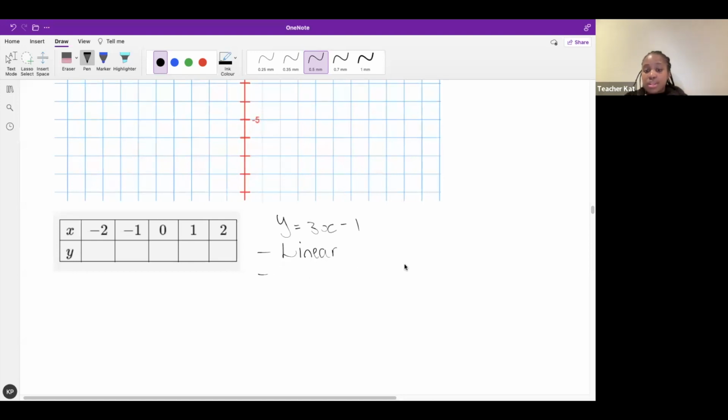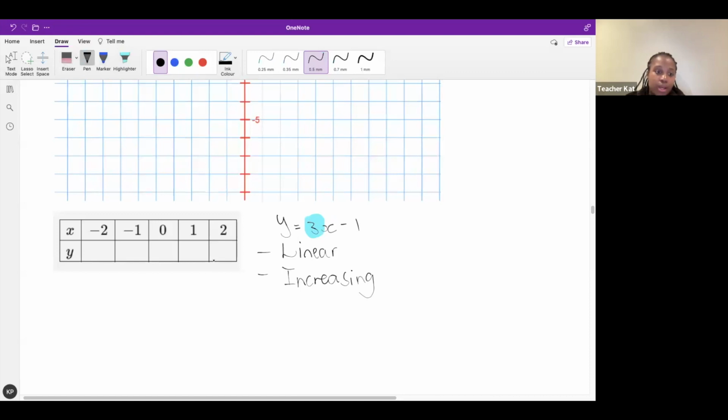And is it increasing or decreasing? Is it an increasing or a decreasing graph? We have conflicting answers. Let's see. It is increasing. It is in fact increasing because my coefficient is positive. That's a positive 3. So this is an increasing graph.